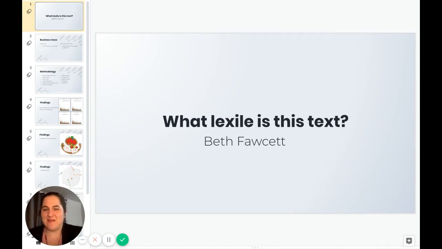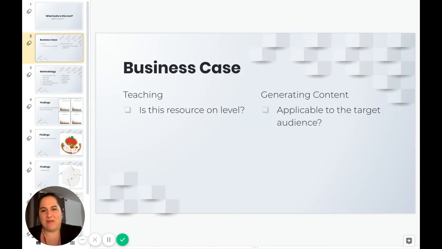What Lexile is this text? A little bit of background information about Lexile levels. They're basically a reading level. Anytime anything is written, it can be assigned a Lexile level, which means it can be appropriate for people who can read at that particular Lexile level. Where Lexile levels are used most often is in teaching, and it answers the question, is this particular resource on this particular level?